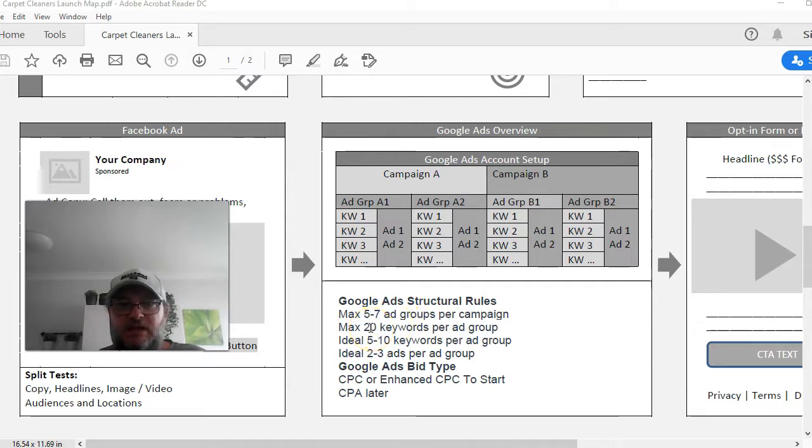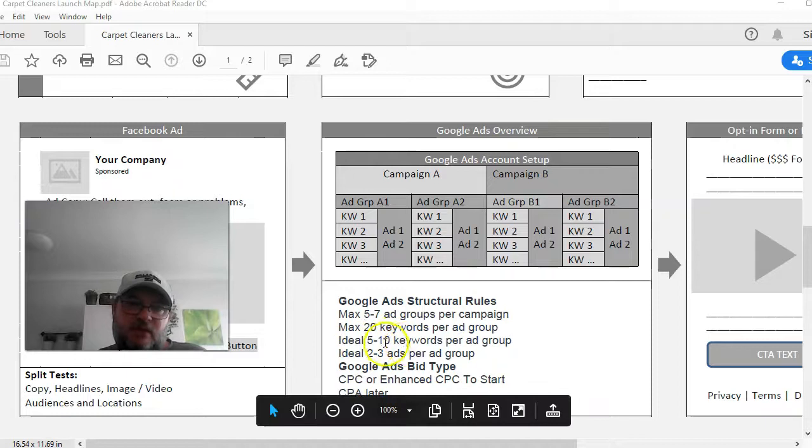Absolutely no more than 20 keywords. I'd like to stay under 10. Ideally 5 to 10 keywords per ad group. Ideally 2 to 3 ads per ad group. 2 will work. 3 is great. You're generally going to start out with cost per click or enhanced cost per click bidding, and then you're going to move to cost per acquisition down the track.